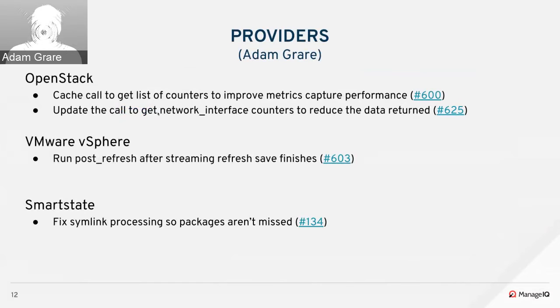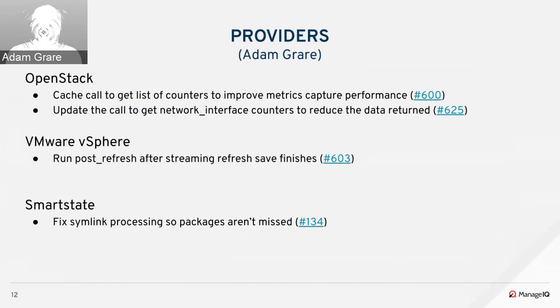So Andre changed it to cache the counter names for an hour, which is similar to what we do on VMware. And then Marek also updated the call to get the network interface counters to reduce the amount of data returned. Essentially, we were only interested in a single counter type, but we were asking for everything and then filtering it down later. So now we're only asking for that one interface counter name.